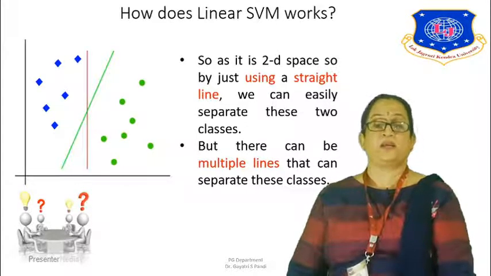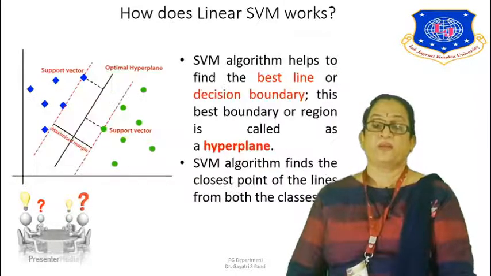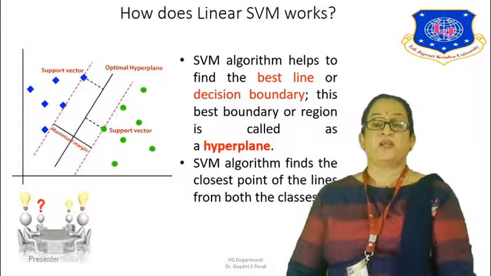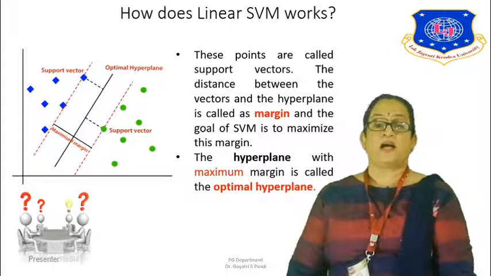But there could be multiple lines, right? We have a red line and we have a green line. We have to see which line is the best line that can separate these classes. The SVM algorithm helps find the best line. As we can have multiple lines, SVM will help us in finding the best line or the decision boundary. This best decision boundary or region is called a hyperplane, as we saw previously. The SVM algorithm finds the closest points of the lines from both the classes. These points are called support vectors.